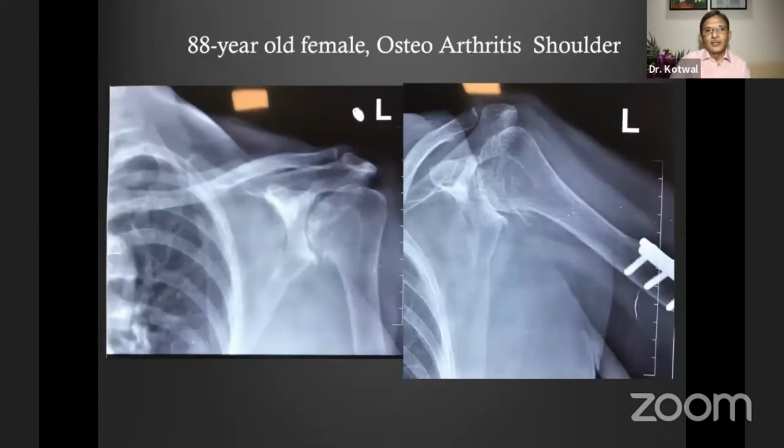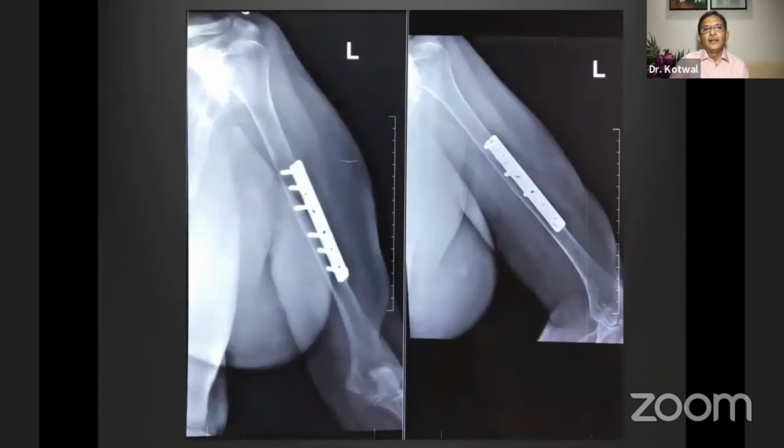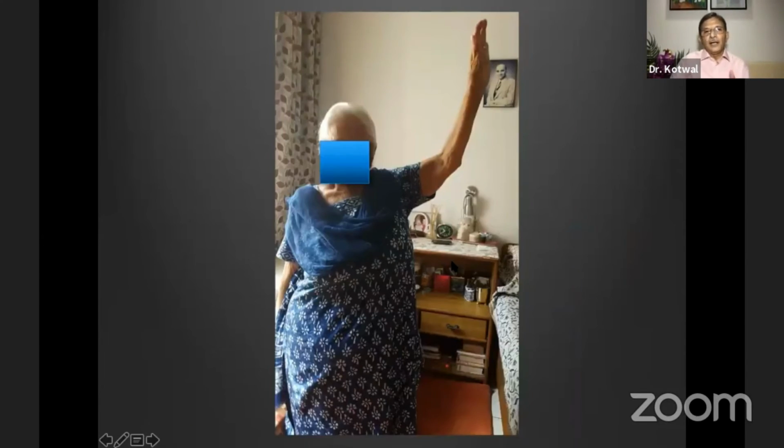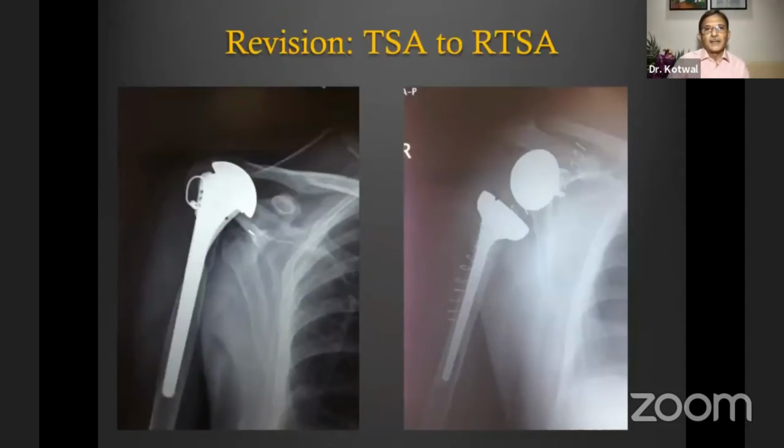This is another patient, an 88-year-old female. She has severe osteoarthritis of the shoulder. And for some earlier fractures, she had this plate in place. So we had to do the reverse shoulder. We just removed the earlier proximal screws so that the reverse shoulder could be done. And this is the functional range of movement at the end of about 6 months.